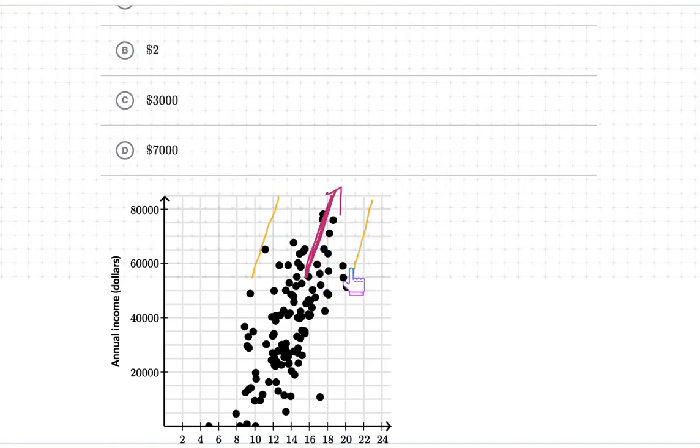But I actually don't need all that. With this, I already have enough information to find two pretty points. Looks like I have a pretty point here and a pretty point, let's say, right here. Estimated.